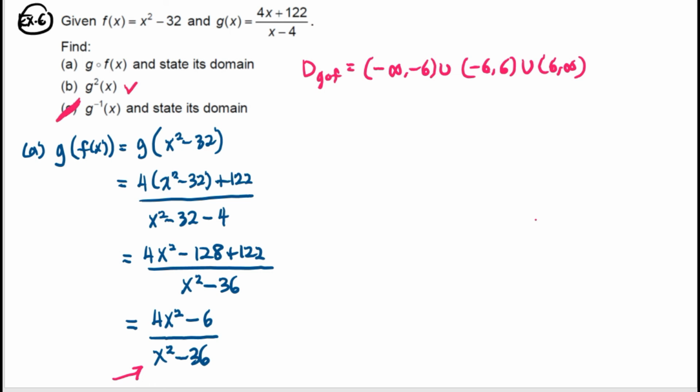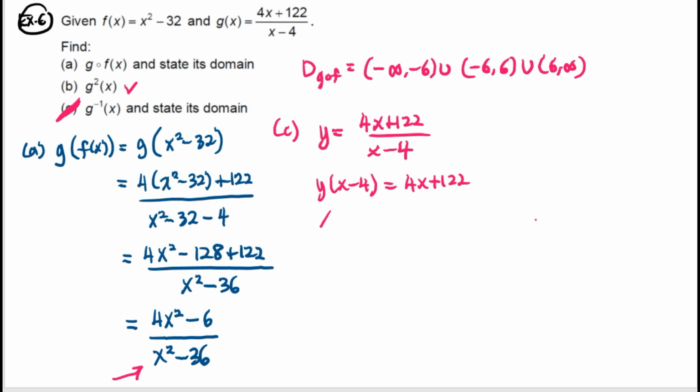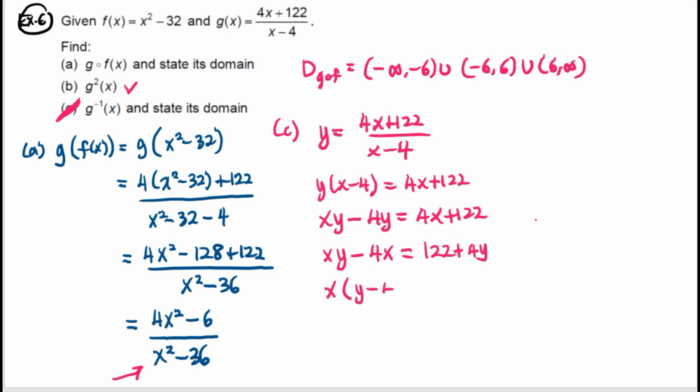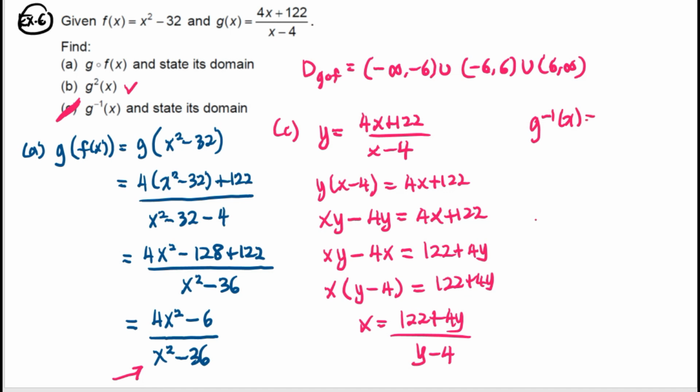Now we want to focus on g inverse. I want to show the g inverse. So we write y equal to 4x plus 122 divided by x minus 4. I want to make x the subject. So y times x minus 4 becomes 4x plus 122. Simplifying, I'll have xy minus 4y equal to 4x plus 122. I bring those terms with x to the left side, so I have xy minus 4x equal to 122 plus 4y. Factorizing, we'll have x times y minus 4 equal to 122 plus 4y. Therefore, x is given by 122 plus 4y divided by y minus 4. That is the g inverse of y. Therefore, if I want to write the g inverse of x, I will have 122 plus 4x divided by x minus 4.